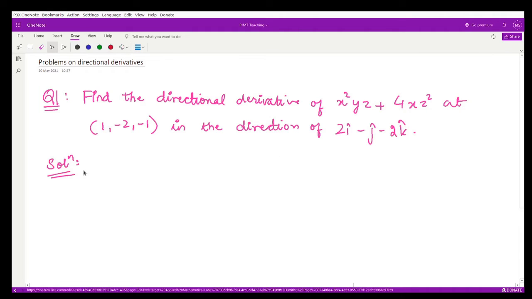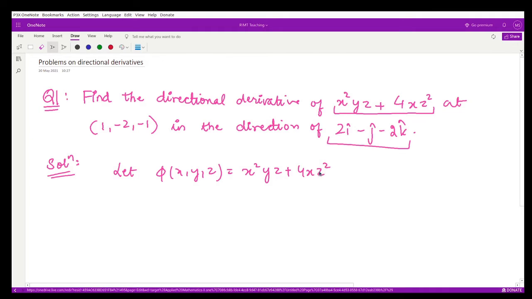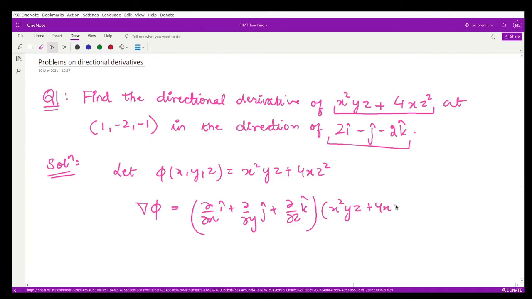Now this is a very simple question. You are given this function whose directional derivative is to be found in this particular direction. So the first thing, we know the formula. If we assume phi of x, y, z to be equal to this function x square yz plus 4xz square, then we can compute the gradient of function phi. That would be equal to del by del x i cap plus del by del y j cap plus del by del z k cap of the given function x square yz plus 4xz square.